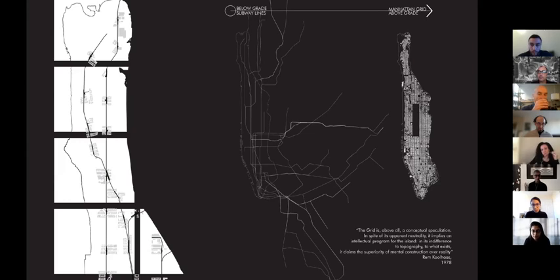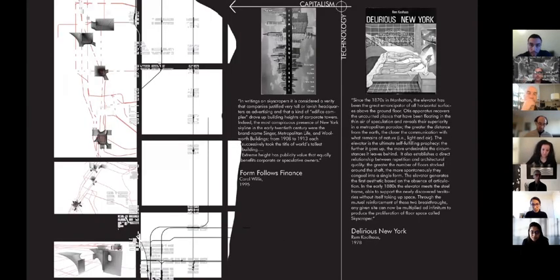I am exploring two-level grades, below grade and above grade. The below grade is the subway lines, and the above is the grade of Manhattan. There are two books that inform my design process: Form Follows Finance and Delirious New York.